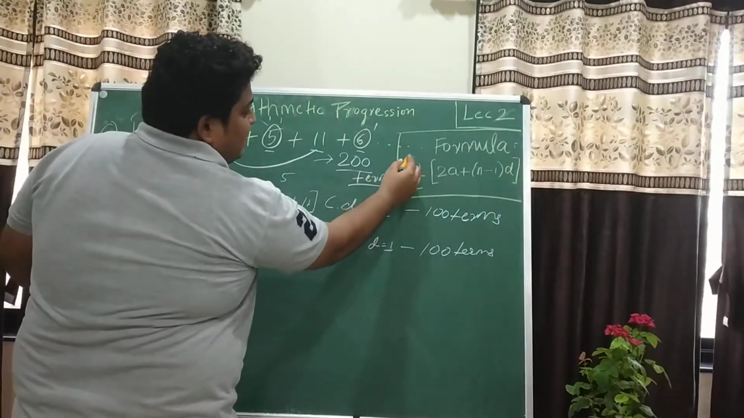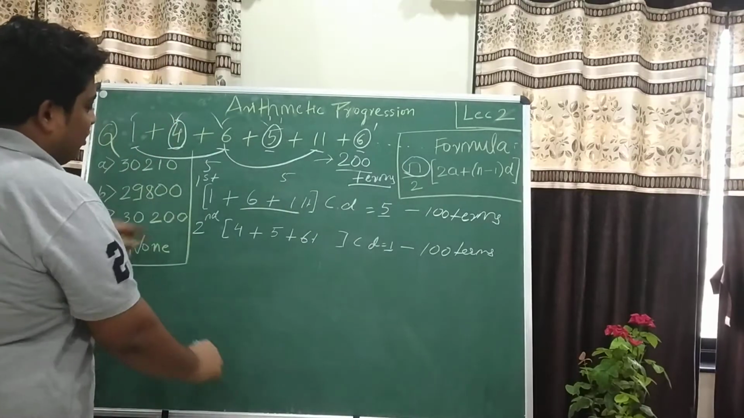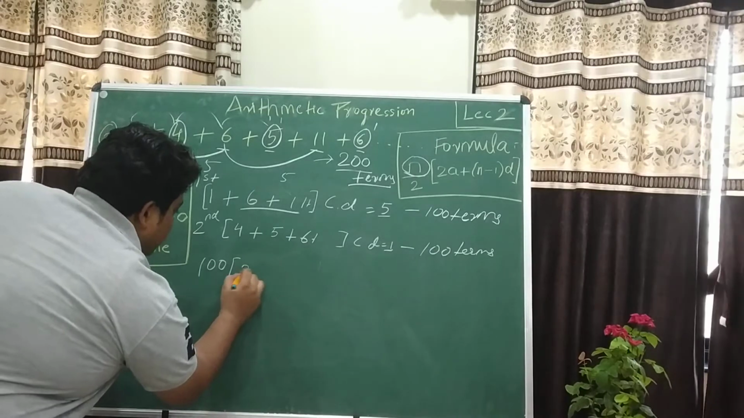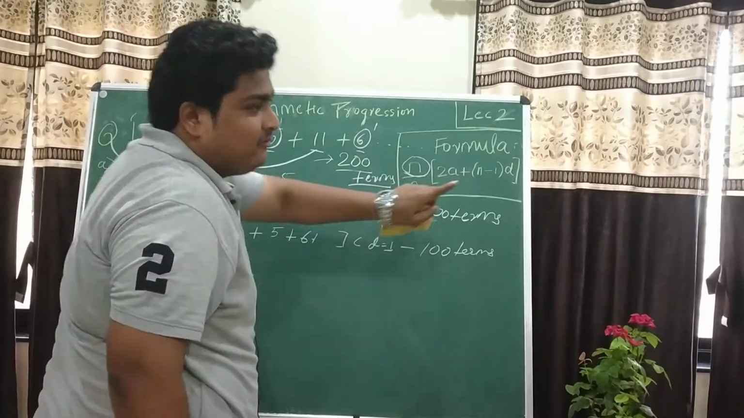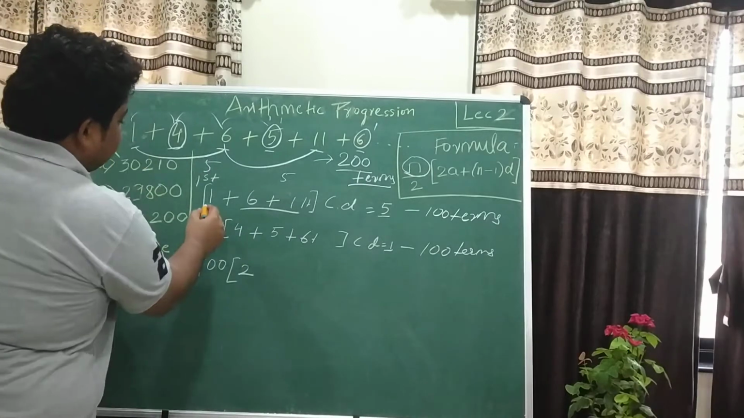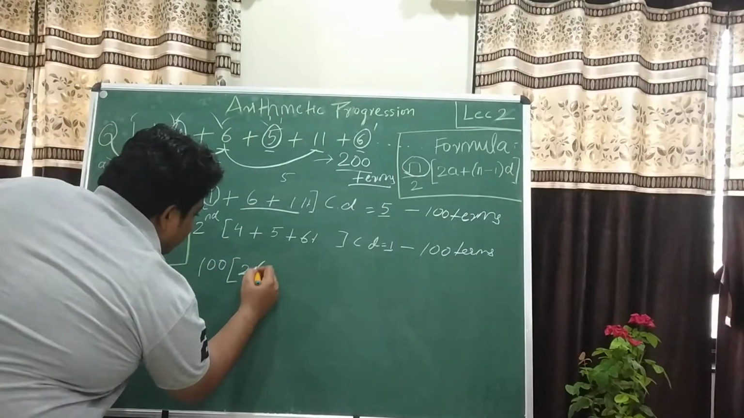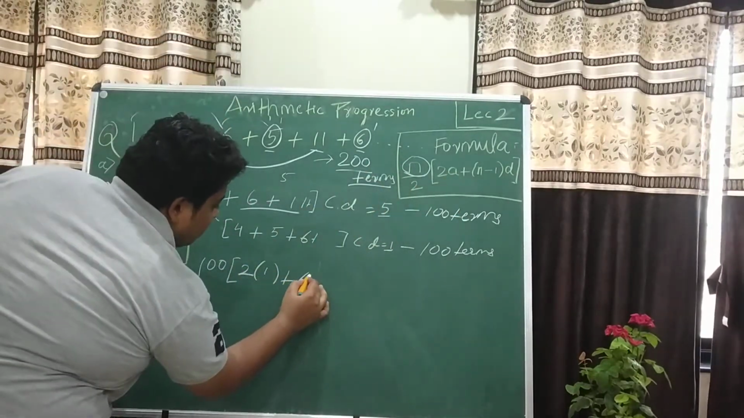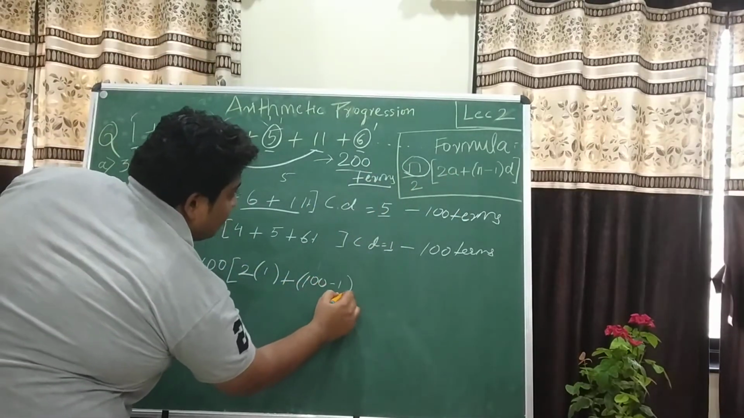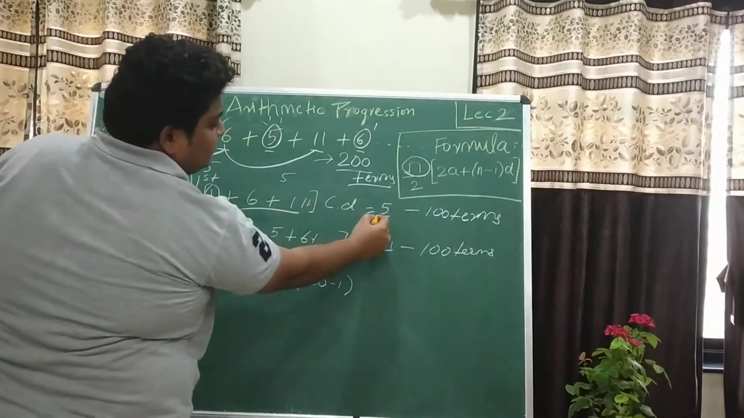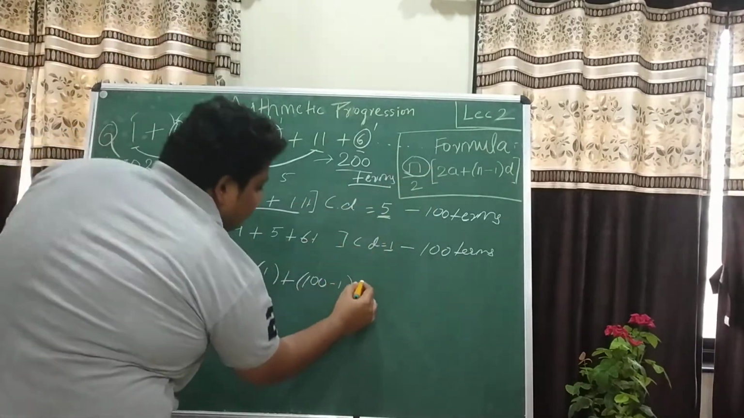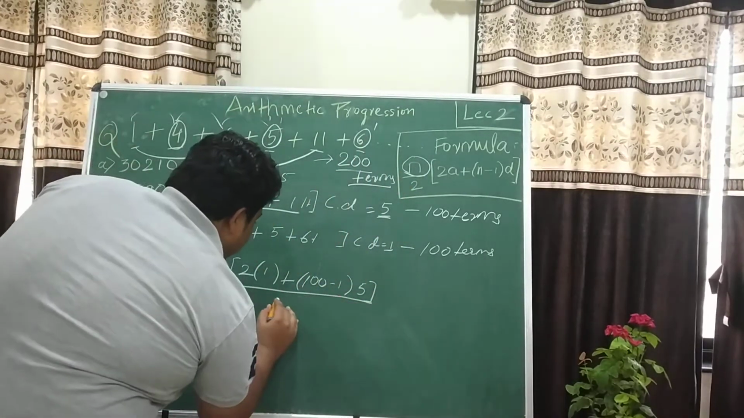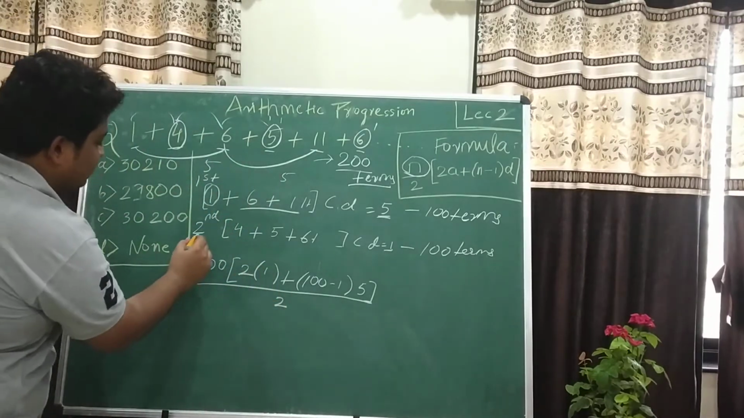So n by 2, where n is the total terms. For the first series n is 100. So 100 by 2 into (2a, where a is the first term in the series. The first term here is 1, so let's put 1 here) plus (n minus 1, n is 100, so 100 minus 1) into d. For the first series d, the common difference, is 5. This is for the first series.